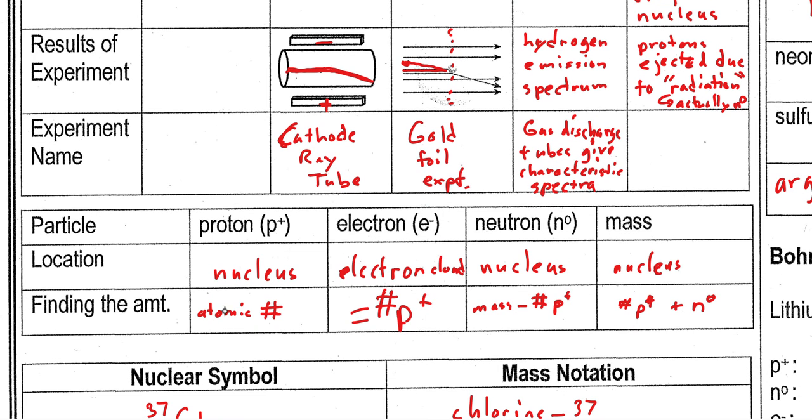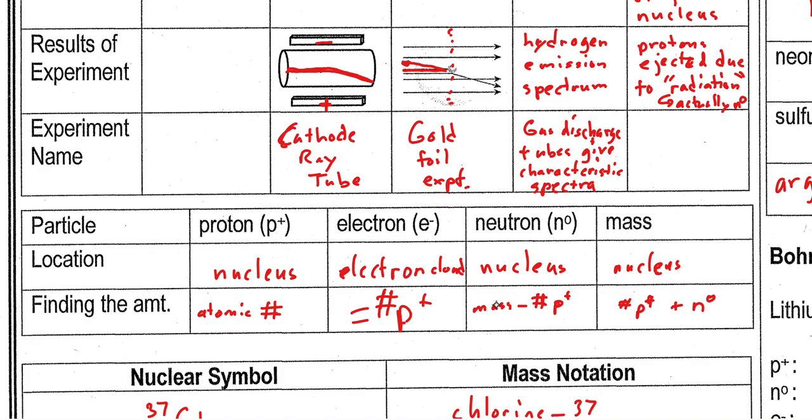So here we have a little summary of some ideas. We're talking about particle location and how you find the amount. The protons are located in the nucleus, and you find them from the atomic number. Electrons are in the electron cloud, and they have to equal the proton number, which is the atomic number. Neutrons are in the nucleus. So notice in the nucleus are the protons and the neutrons.